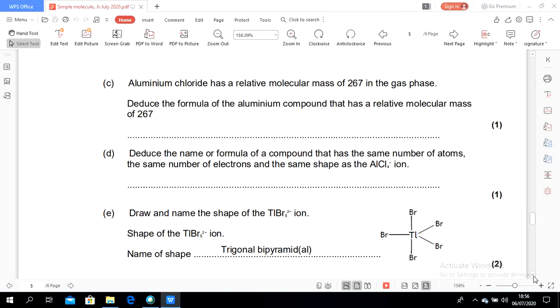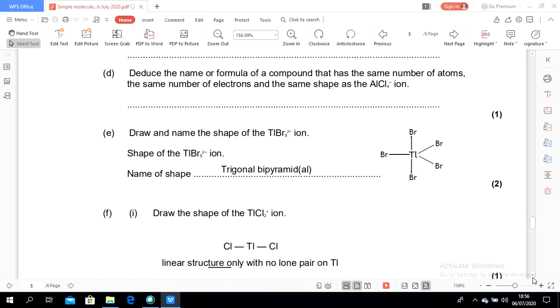And then D, deduce the name or formula of a compound that has the same number of atoms, the same number of electrons, and the same shape as AlCl4 negative. It is silicon tetrachloride. Why is it silicon tetrachloride? Because there are 4 chlorines around silicon, and silicon tetrachloride also has a similar structure to AlCl4 negative.